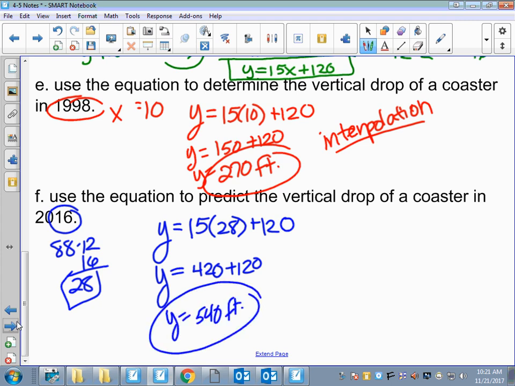Now, in this data, that's called extrapolation, because I don't have 28 years beyond 1988 on my graph. So I'm going above and beyond in the future. Since 2016 has already happened for us, we could actually look it up and see if there were any roller coasters that had a 540 feet drop or not.